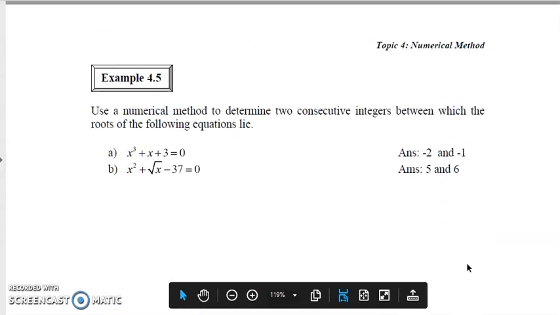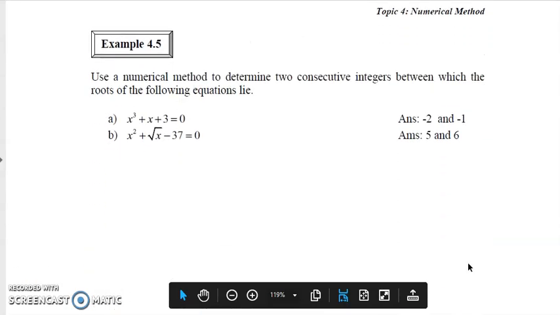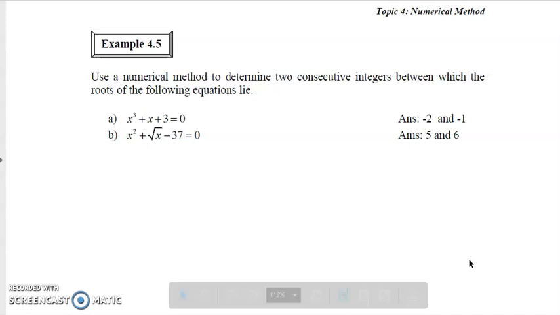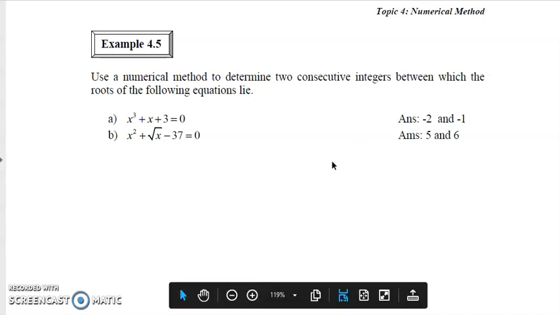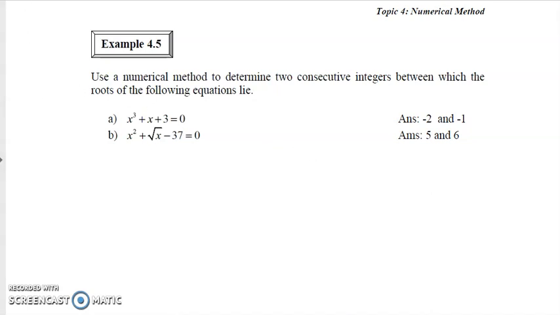Example 4.5, which is again, I hope you can try to stop the video right now and try to do it by yourself. I am going to give the solution later on. Okay, try to do it by your own first.